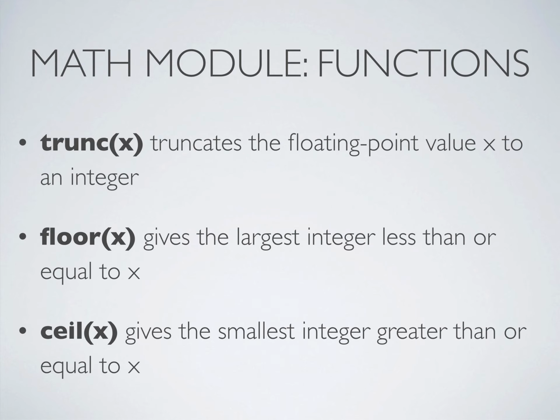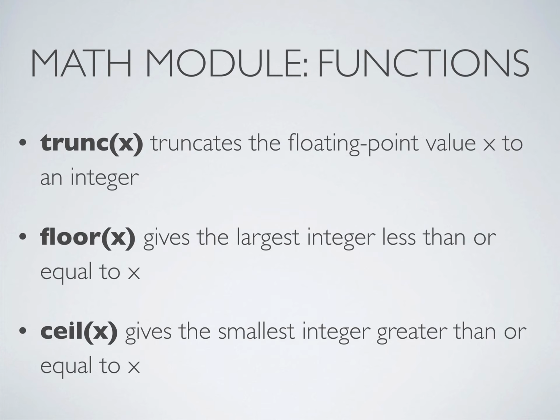Some more useful functions, so these are really good if you're doing any rounding. So math has a couple different rounding functions. There's trunc, which is basically truncating the floating point value to an integer. It will get rid of all the decimal points, so basically rounds down.